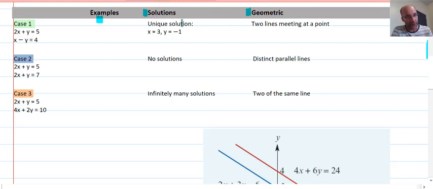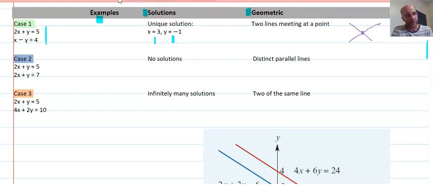So in case one, we've got the example 2x plus y equals 5, x minus y equals 4. There's only one solution that's possible. We call that a unique solution. So if you went ahead and used simultaneous equations, either with elimination or substitution, you'd get that solution there, x equals 3, y equals -1. Now the geometrical interpretation of that is two straight lines meeting at one point.